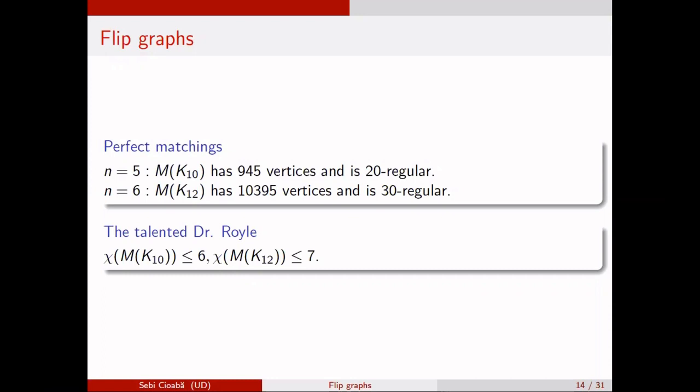And he said, Sebi, I'm not going to do this calculation anymore. And then we contacted Gordon Royle. Initially the coloring was tricky to find by computer, but Gordon Royle is a magician, and he could find the coloring for M_5, a 6 coloring. And then later on, he found the coloring for M_6, a 7 coloring. So you see M_6 has 10,000 vertices and is 30 regular. So this gives us the upper bounds that were conjectured by the authors of the paper in 2009.